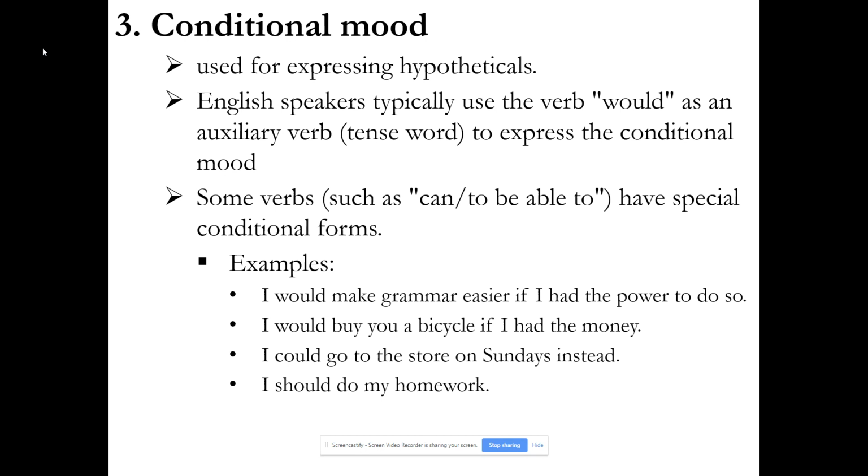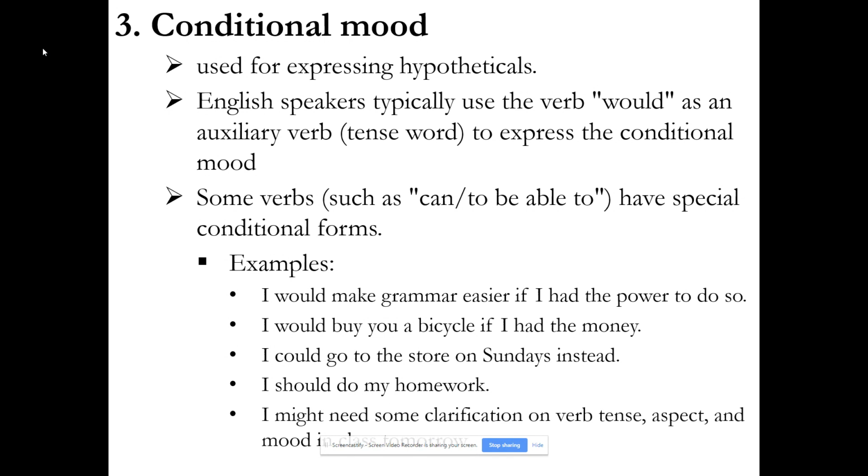Should is another special form. It's indicating, right? Like, I don't know if I actually will. It's hypothetical, but it's something that really ought to be done, but may not necessarily get done. You might think of should as a conditional form of the verb shall, right? Which is actually similar to will, right? All right. I might need some clarification on verb tense, aspect, and mood in class tomorrow. Might, again, is another example of a special conditional indicating word in English.